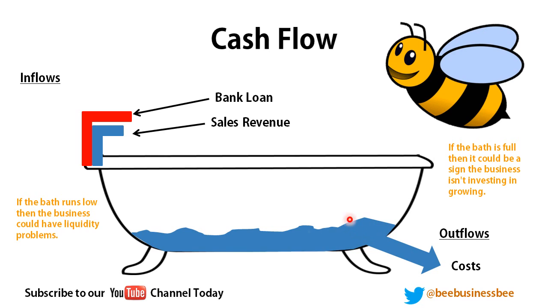So we need to think about what we want to do to try and solve a cash flow problem, or what we need to do to manage cash flow. Now, too little cash in our business down here means we've got a liquidity problem, and that could lead to bankruptcy, and that can cause problems.